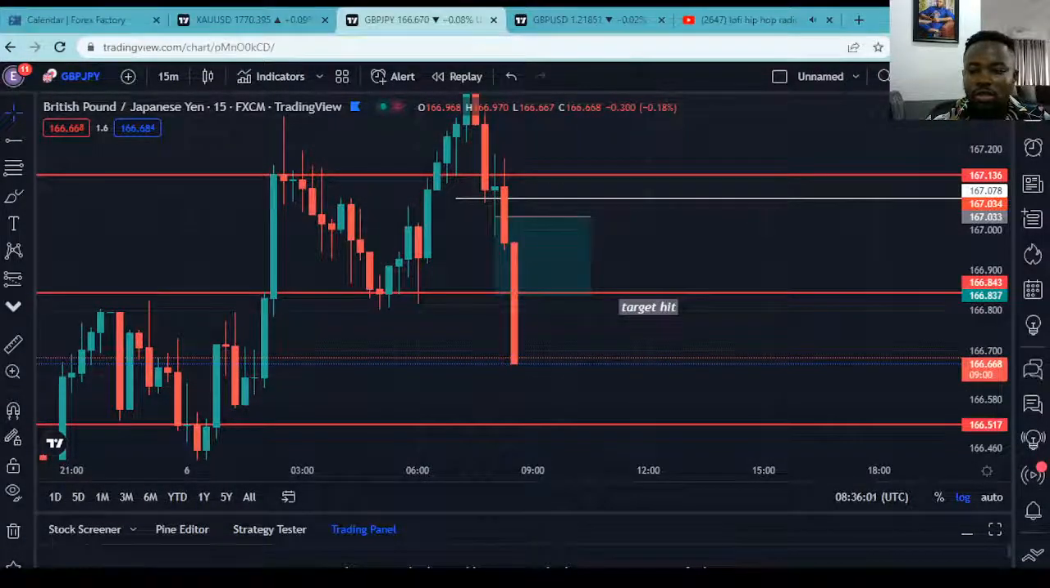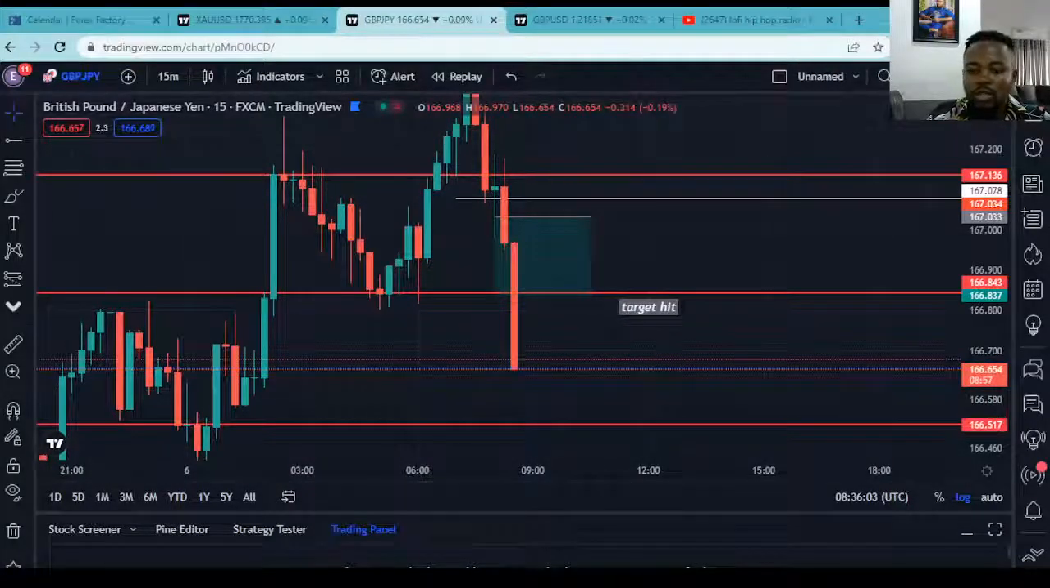We had a very good trade here today. We are running very nicely, 40 pips right now, 41 pips right now.